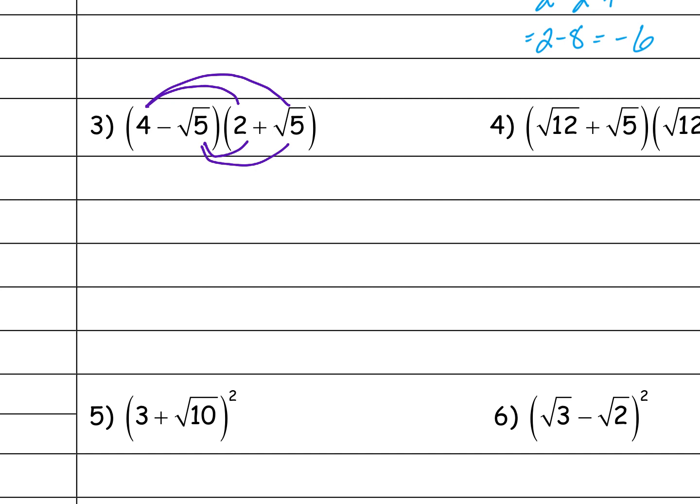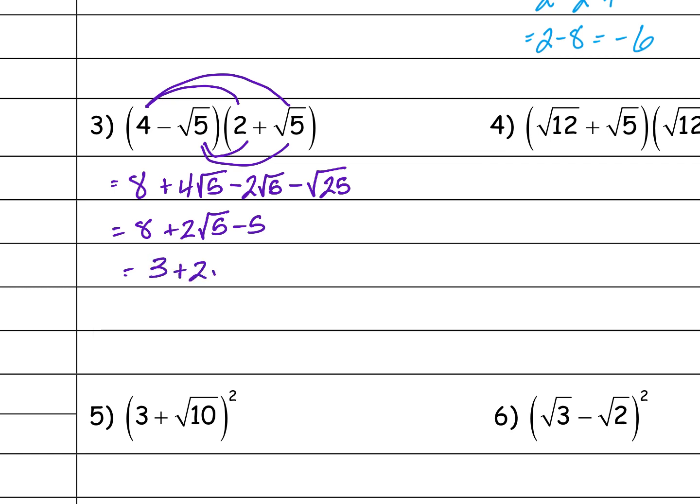So 4 times 2 is 8, and 4 times the square root of 5 is 4 square root of 5. And then negative square root of 5 times 2 is negative 2 square root 5. Minus the square root of 25. Now I'm going to simplify everything. So I should get 8 plus 2 square root of 5 minus 5. So my final answer should be 3 plus 2 square root of 5. Questions?